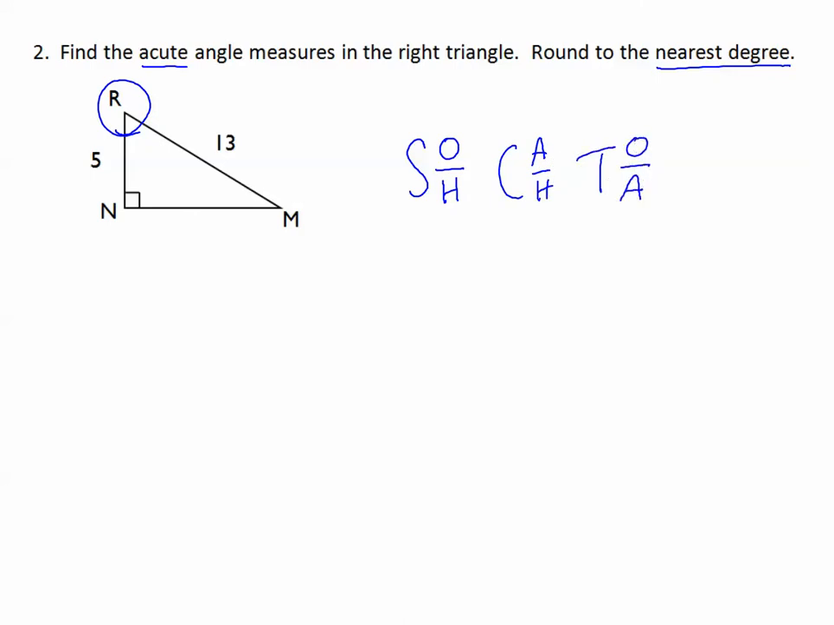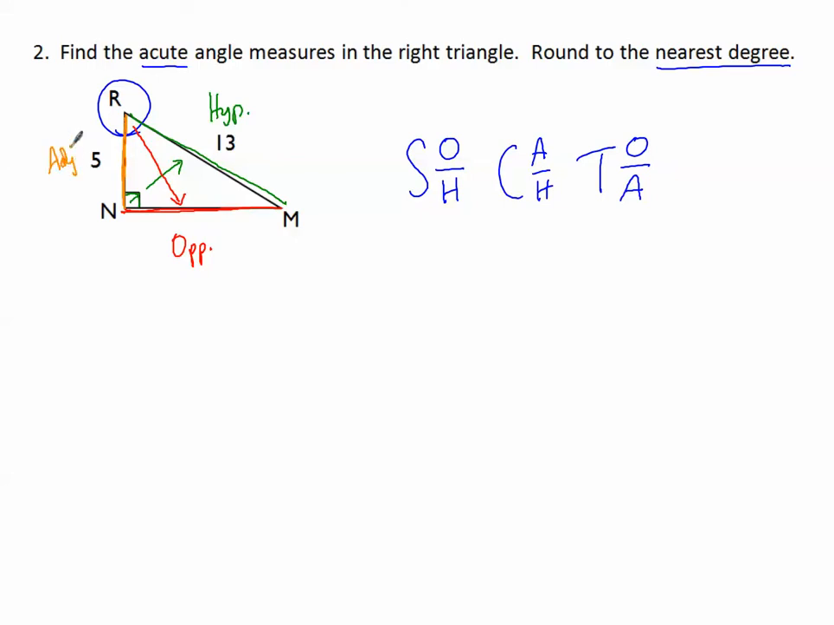Let's label our sides. Right angle points to hypotenuse. This side is hypotenuse. Opposite from R is the side that doesn't use an R, NM, opposite. And adjacent is the one touching R. That one is adjacent. Now, remember what we said earlier.